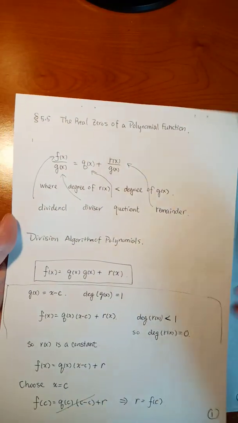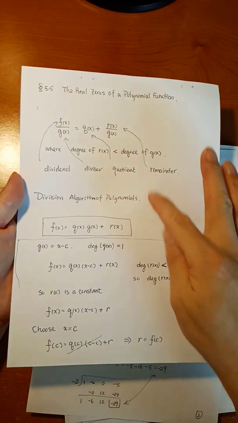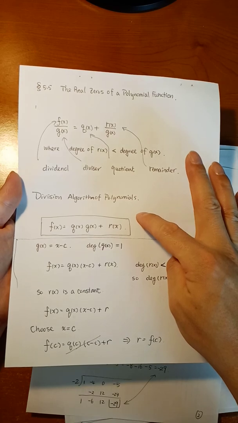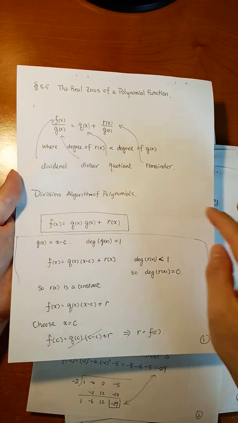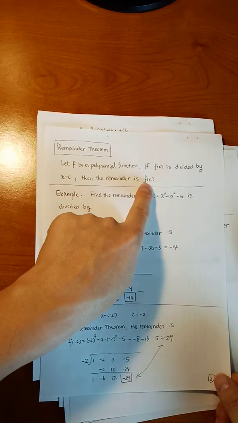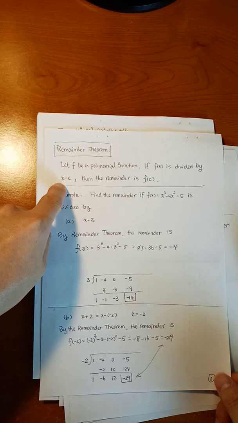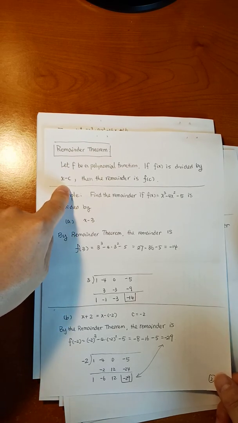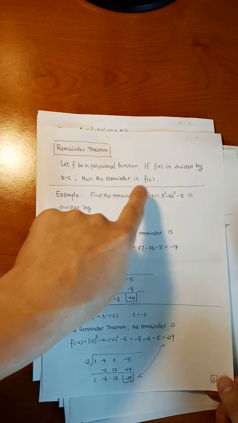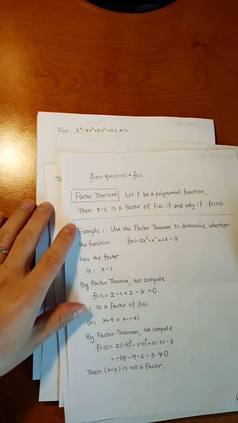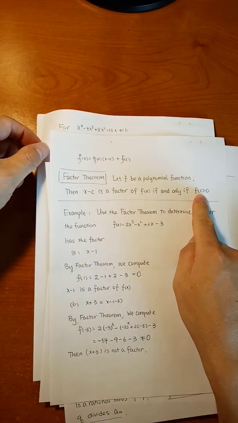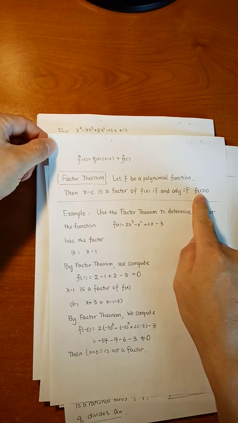So the first is long division. Basically we just do the division. We have the division algorithm of a polynomial, and from this division algorithm we have the remainder theorem. The remainder theorem says that if you divide a polynomial by x minus c, a special case, the remainder is f(c). From the remainder theorem, you get the factor theorem: x minus c is a factor if and only if there's no remainder, that is, f(c) is equal to 0.